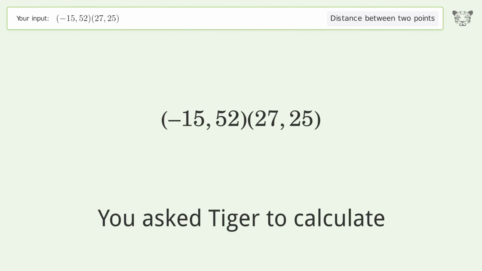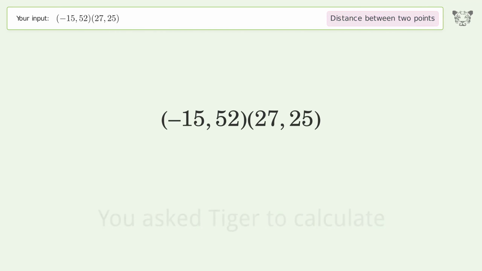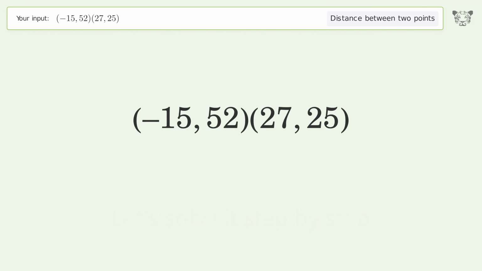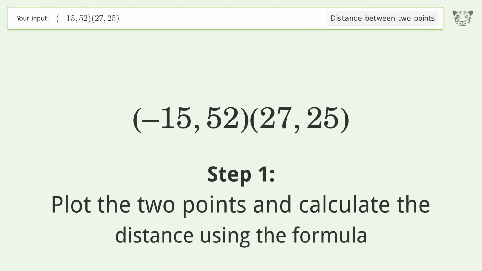You ask Tiger to calculate. This deals with the distance between 2 points. The distance between the 2 points is the square root of 2,493, or 49.93. Let's solve it step by step. Plot the 2 points and calculate the distance using the formula.